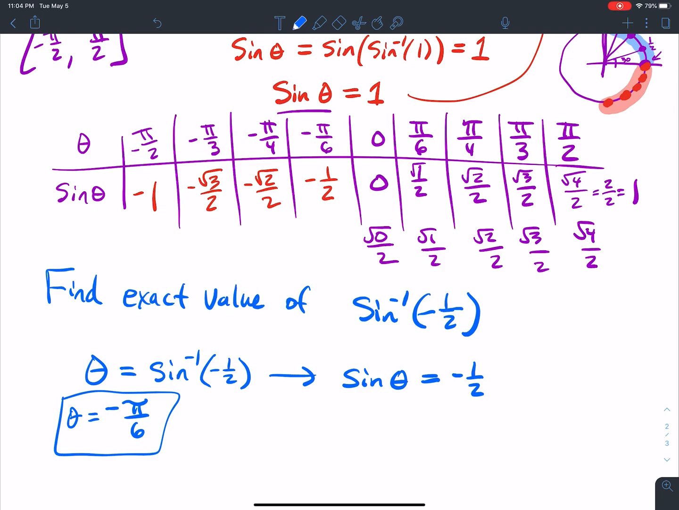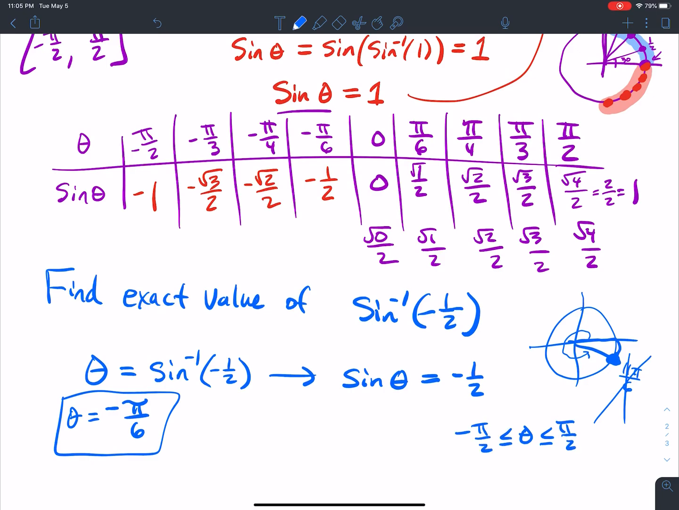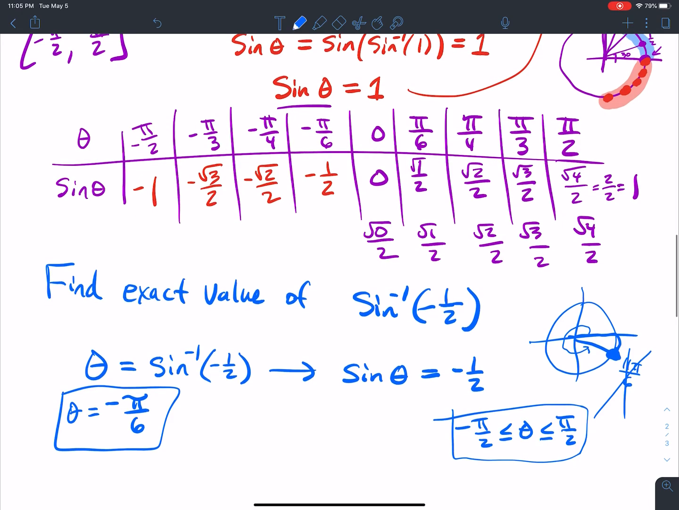Now, we've got to be careful here, because if you think about negative pi over 6, I go in the clockwise direction to get to here. So it might be tempting to say, oh look, this is like 11 pi over 6. But why is this not right? Because if you remember, theta has to be between two values, negative pi over 2 and positive pi over 2. We restricted our domain so that we would actually have an inverse function. So that's why we use negative pi over 6 for our answer here.